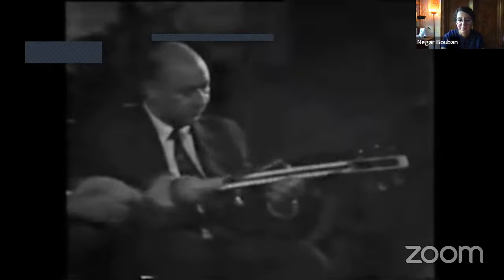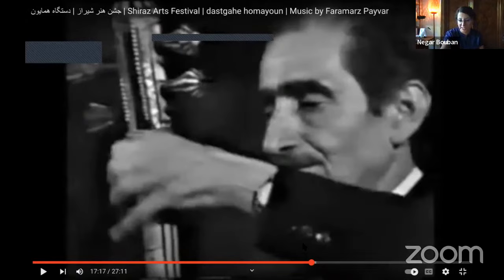As you can see, these are free rhythm melodies. I can jump a bit forward and come to the part where the kamanche player is doing free rhythm, well, loosely they call it improvisations.